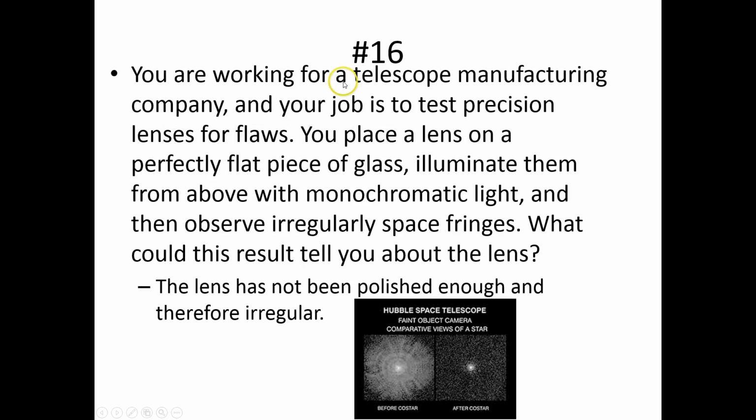For number 16, if you work for a telescope manufacturing company, you can actually test precision lenses for flaws. You place the lens on a really flat piece of glass, you illuminate it with a laser, and then you look for fringes. This tells you that if you see a lot of fringes, you will see a lot of different aberrations, is what they call them technically, but you see all these lines and this fuzzy aspect.